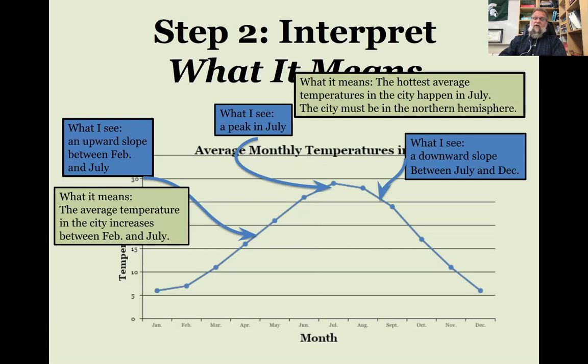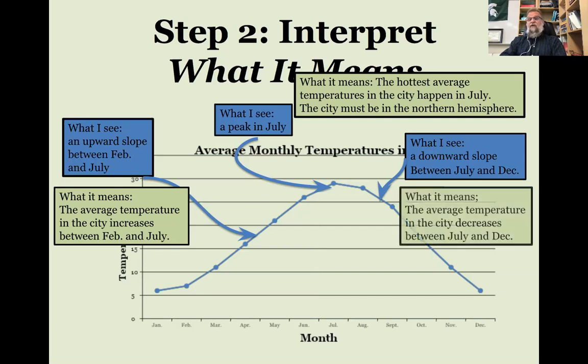And then, of course, the third box, we can interpret that this is a point when the temperature decreases in this city. We're seeing a decline in the city. It goes from about 28, 29 degrees Celsius down to nearly 5 degrees Celsius in December.